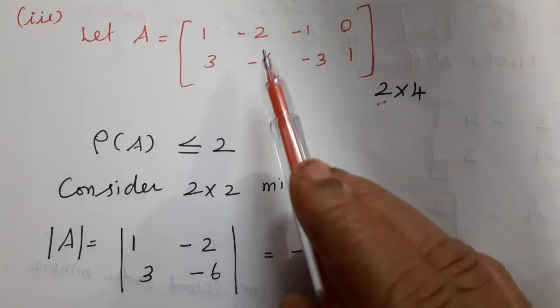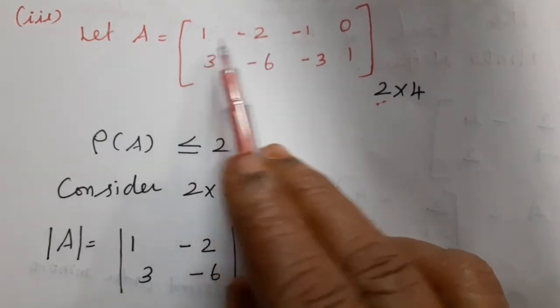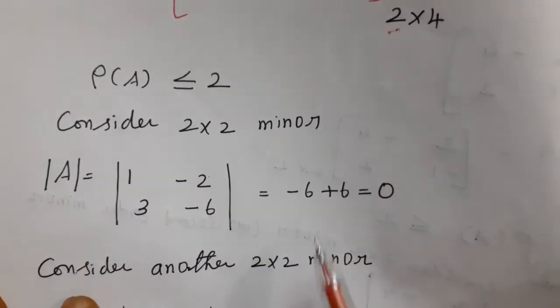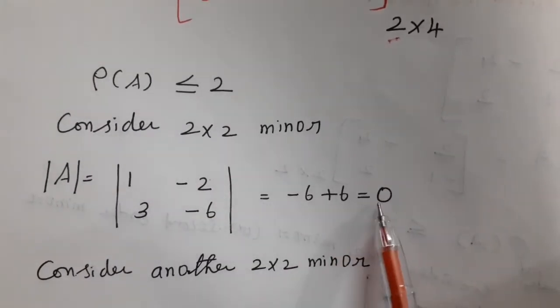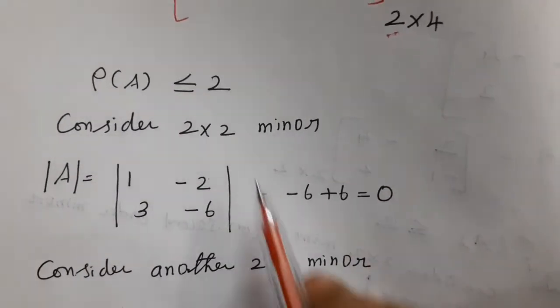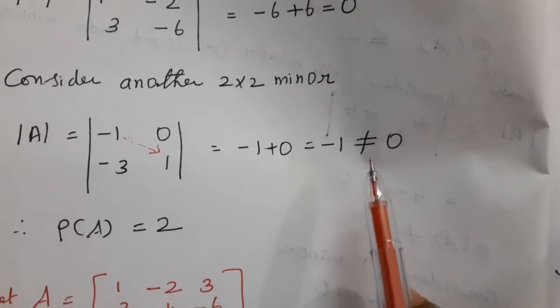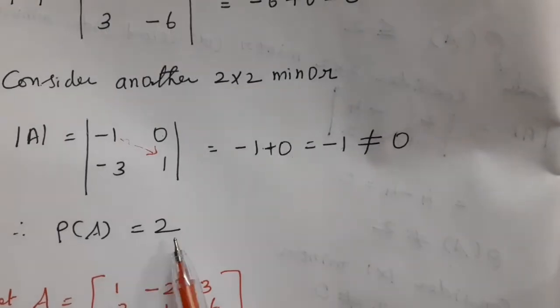You take any one of the 2 by 2 minors, 2 rows 2 columns, among the matrices. First, the 2 by 2 minor you take is 0. Therefore consider another 2 by 2. Here taking one of the 2 by 2 minors, that minor becomes 0. You take another 2 by 2 minor. Another 2 by 2 minor is not equal to 0. Therefore rank must be 2.